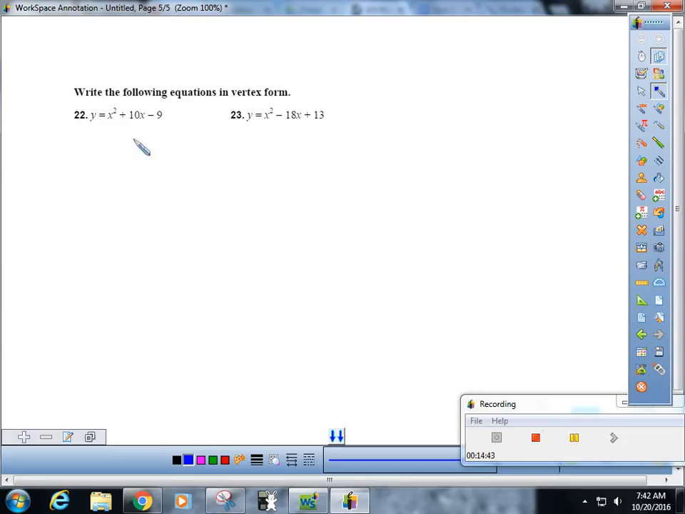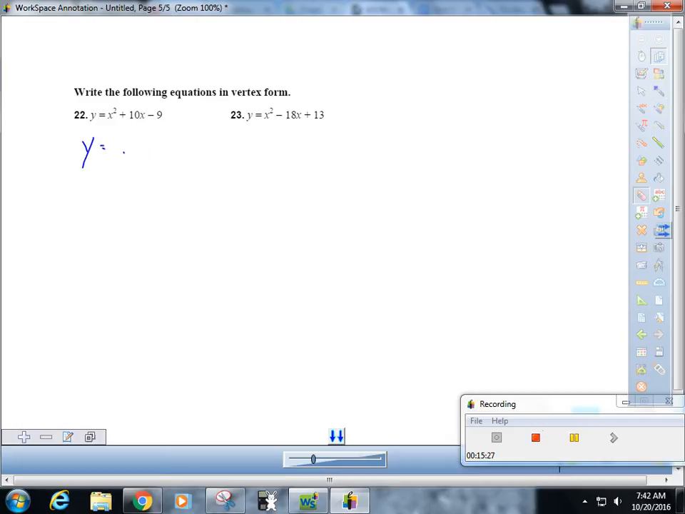Okay? That way still works. But I think this way is easier. Here's what you do. You're going to complete the square on the right side. Okay? So, you're going to get y equals, hold on, let me give myself some space. Sorry. Y equals x squared plus 10x. Okay? How do I want to show you guys how to do this? Let's add 9 to both sides right away. That's probably the best way to do it.